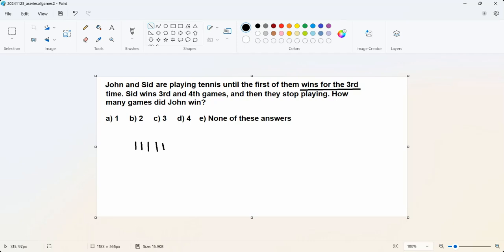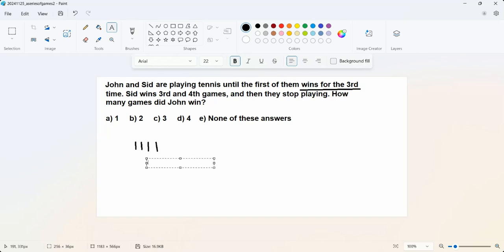In this case, Sid wins the third and fourth game. So fourth is the last game, and the maximum number here is four. We have to draw four lines. So there are four games, and Sid wins the third and fourth. We can write S and S here, two S's for the third and fourth.